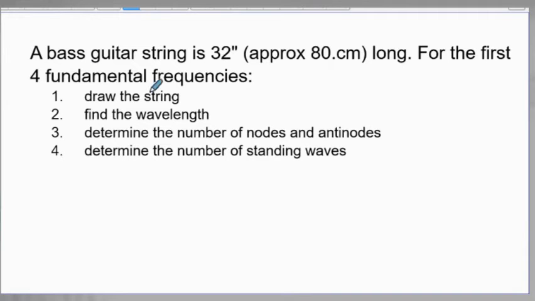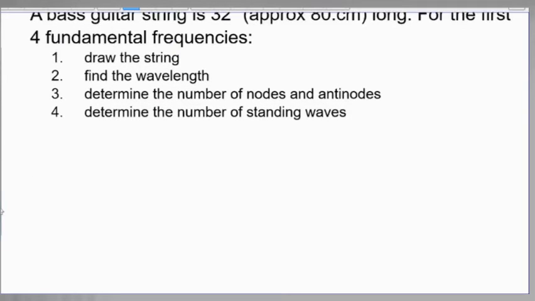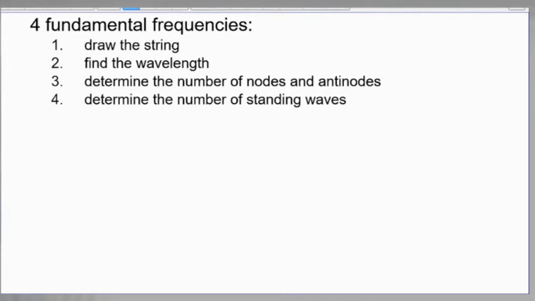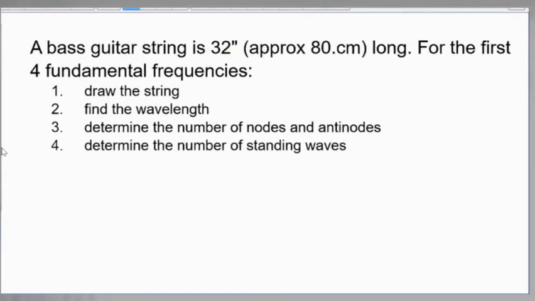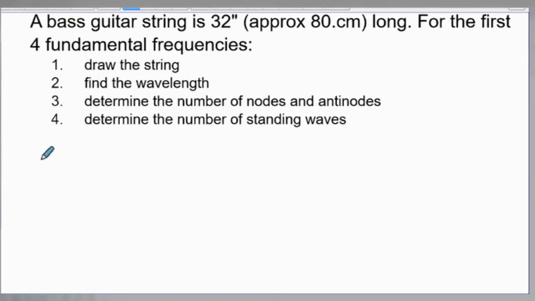A bass guitar, the string is approximately 32 inches or 80 centimeters long. For the first 4 fundamental frequencies, let's see what we can figure out. So the first question says, draw the string. So the first one is going to look like this. It's our first standing wave.